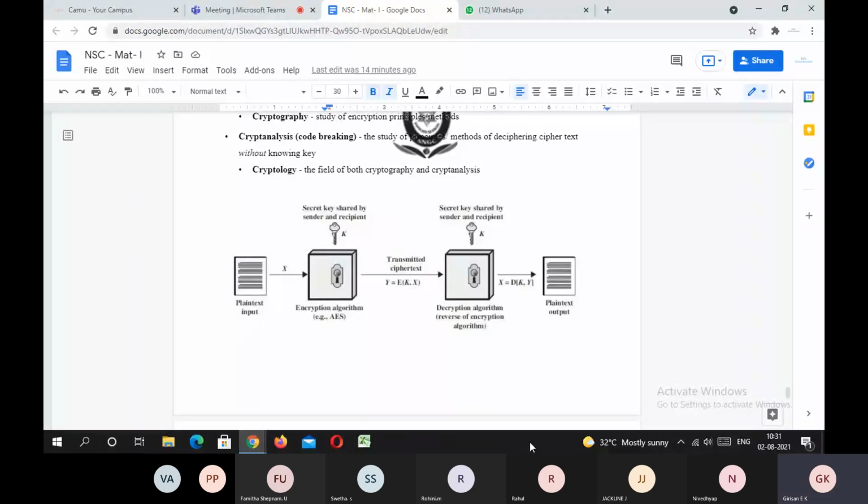So this is how the functionality of the entire cryptographic algorithm works. You understand? So just make a note of this particular diagram alone. That is very, very important.